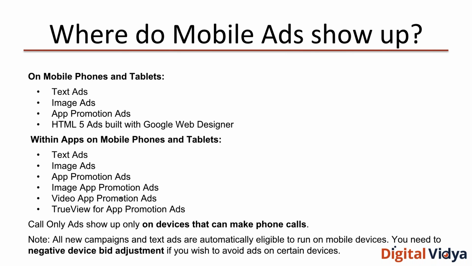Here it could be mostly text ads. For example, if you're seeing an ad on Google search on your mobile phone, you cannot have an image or a video ad over here. It can only be a text app promotion ad.